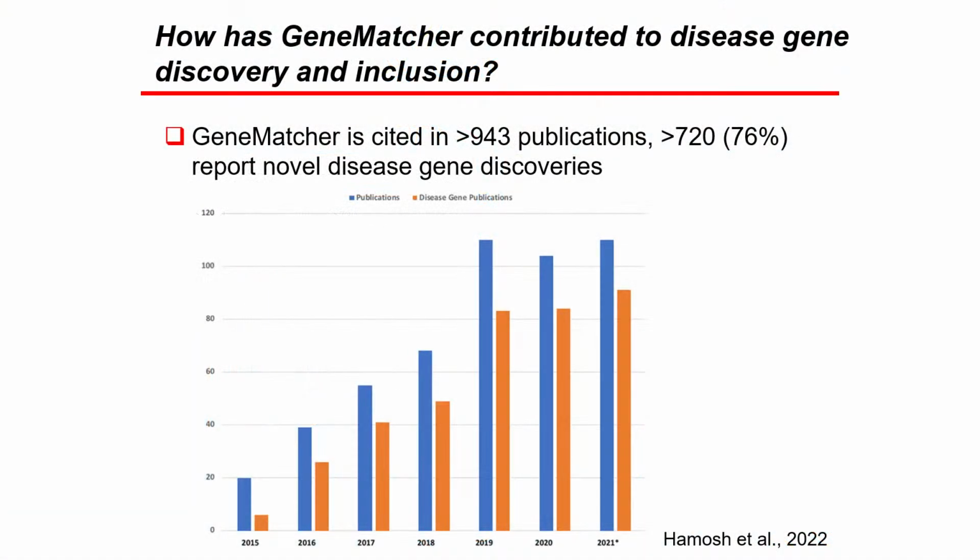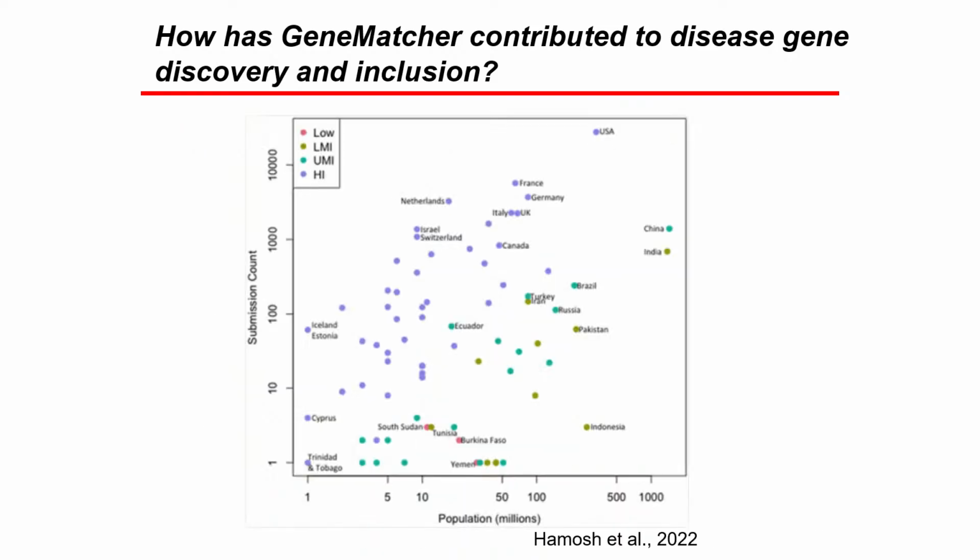GeneMatcher has enabled more than 900 publications describing more than 720 novel disease genes, and this is a graph that we put together in a paper from 2022 describing how it was being used and also who was using it. In this graph, we can see that it's not only the high-income countries that have been using it, but middle and low-income countries too.